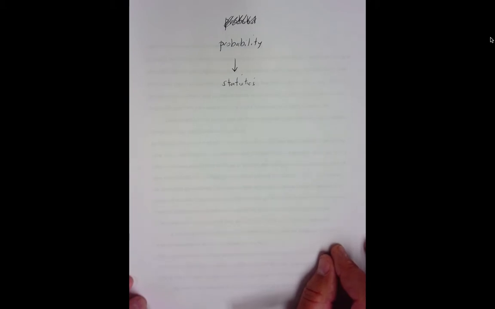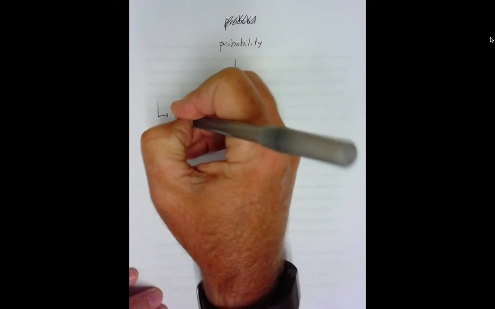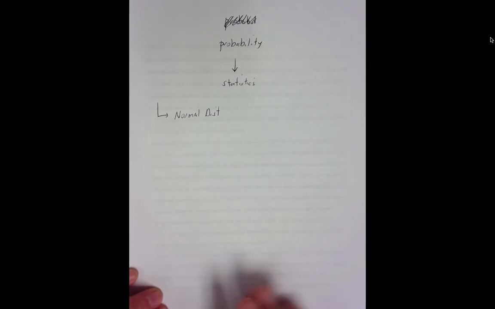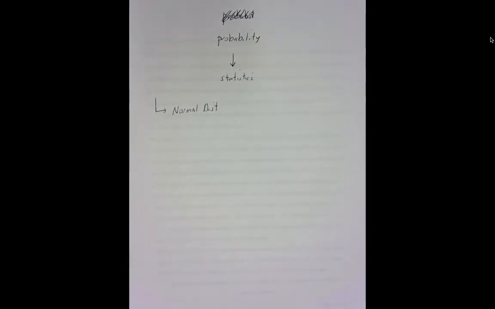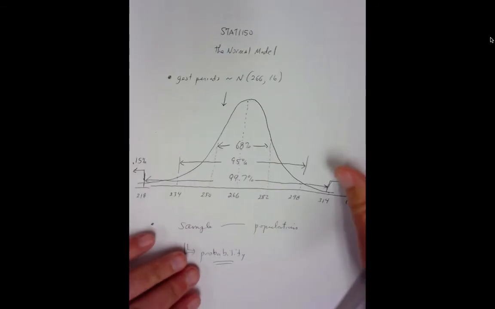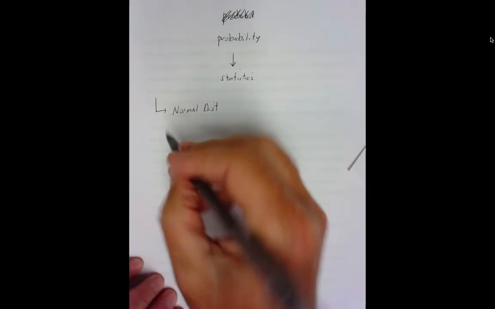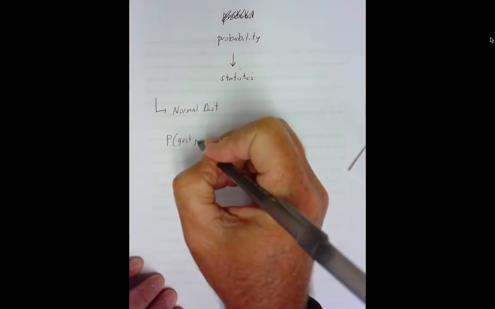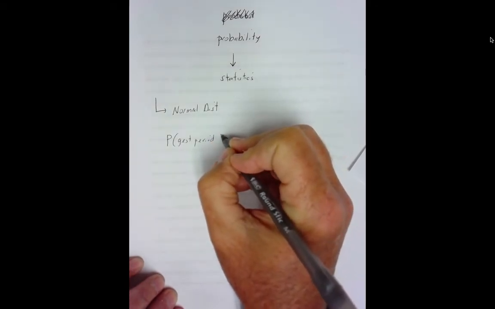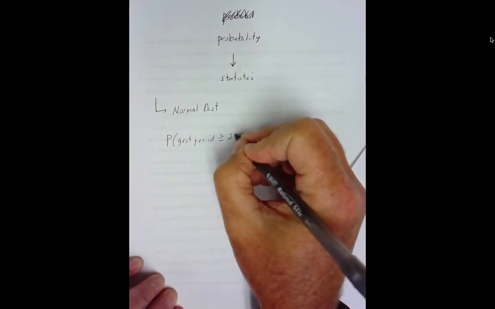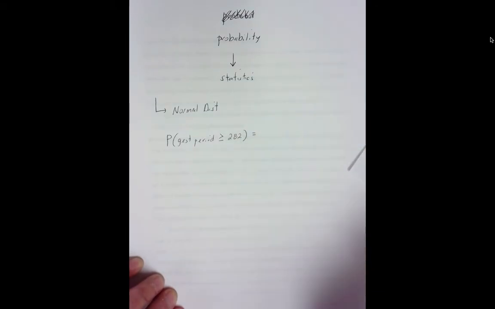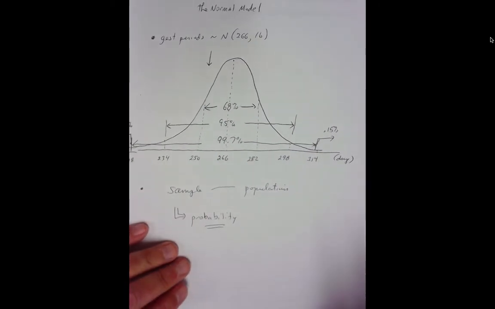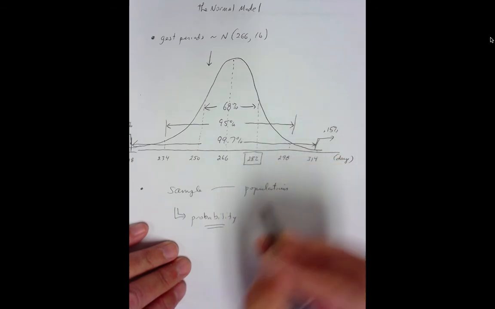All right, gang. How does this come full circle to normal distributions? Well, let's go back to the drawing of gestation periods. And let's say we want to find the probability that a particular gestation period is greater than or equal to 282. All right, so what I'm going to do is I'm going to come over here and I'm going to focus on this 282.